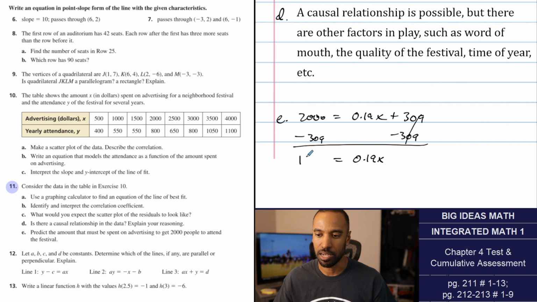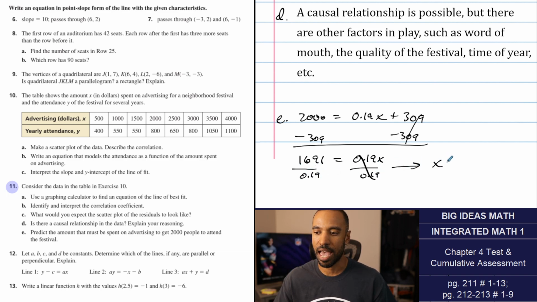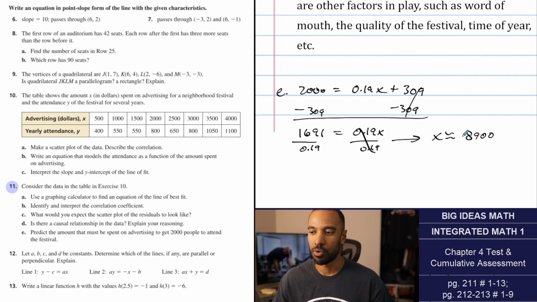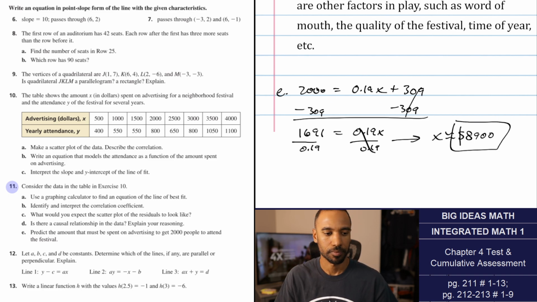Is that 1691? 1,691, I think so. So divide by 0.19, and if this is a decimal, that's okay. We're going to round. So this X value is about... This is advertising dollars, by the way. I can use dollars and cents, but I'm going to use 1691 divided by 0.19, and I'm getting, oh, that's actually exact, 8,900. $8,900 advertising dollars. Boom, is what I'm getting off that one there.